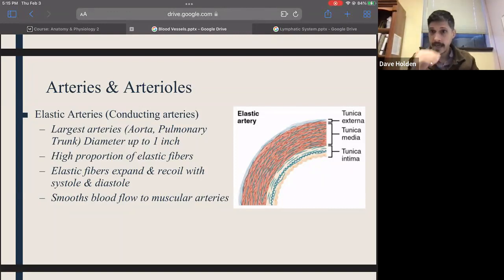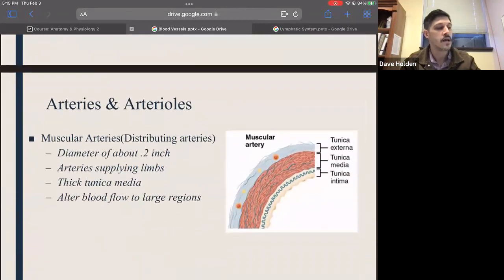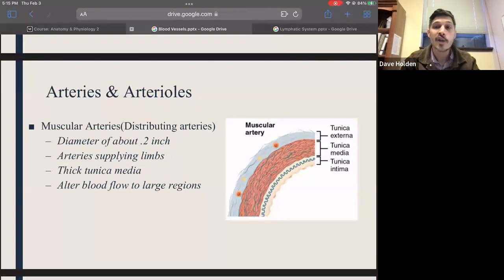Part of the purpose of this expansion and contraction is to smooth the flow of blood so it's not so jumpy as we move into the next level of our arteries, the muscular arteries. These are about 0.2 inches, so suddenly we got a lot smaller, like one-fifth of the size. The muscular arteries lead to the extremities or the limbs. These are the arteries supplying the arm and the leg with their blood supply.